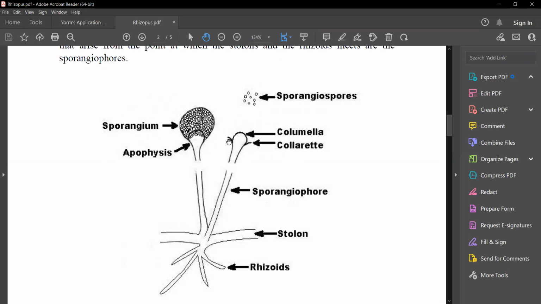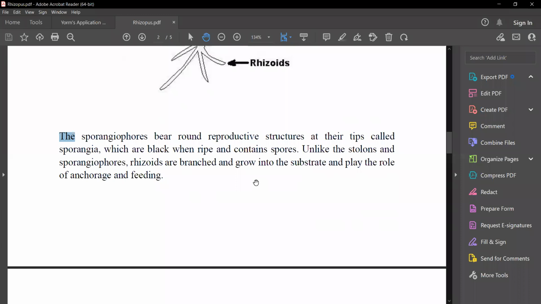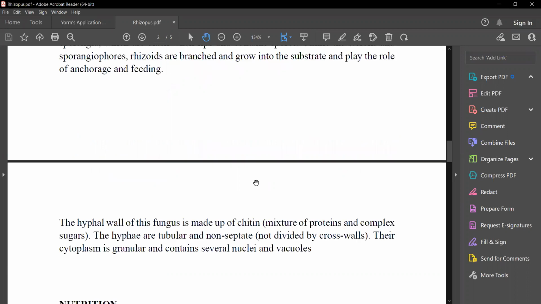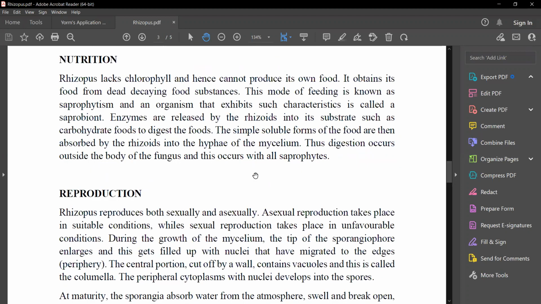So at maturity, the sporangia would break open, right, releasing these spores, which will be transported by wind, land on a suitable substrate, develop rhizoids and hyphae. So the rhizoids penetrate into the substrate, tapping nutrients, and then develop into a hyphae. The hyphae undergoes development as well and generates the mycelium. Okay. I've talked about the nutrition, rhizoids, anchorage. The same rhizoids will release enzymes into the substrate, break down the substrate into its simplest form so that it can be easily absorbed. And as I said, organisms that undergo this are saprophytes or saprophytic in nature.